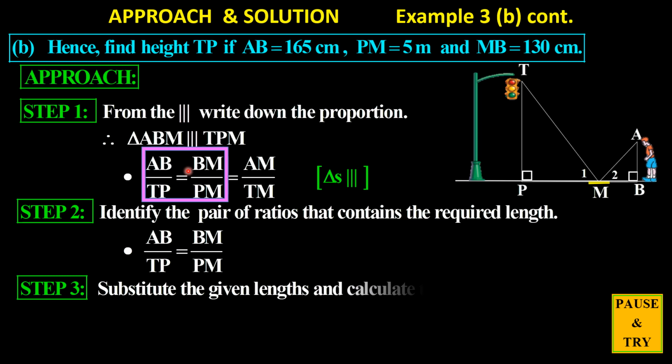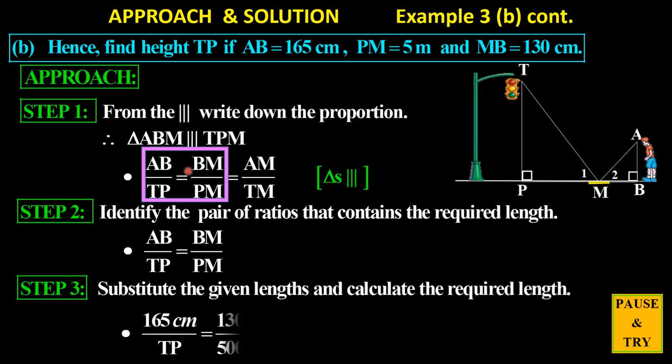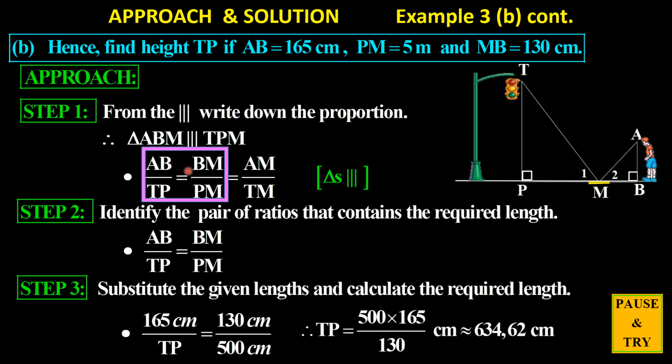Now if we substitute, then we see we get 165 over TP, 130 over 500. We could calculate TP, which is 500 times 165 divided by 130. And if we calculate that, approximately it's 634,62 centimeters, a little bit more than 6 meters high.